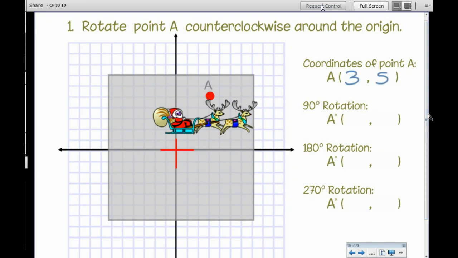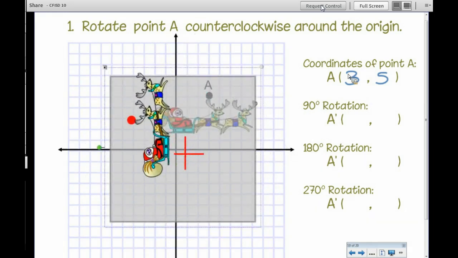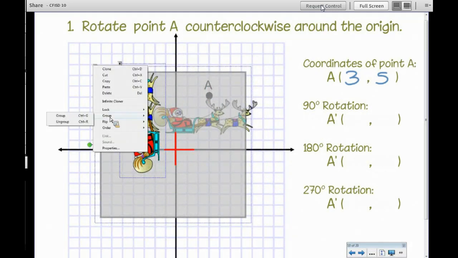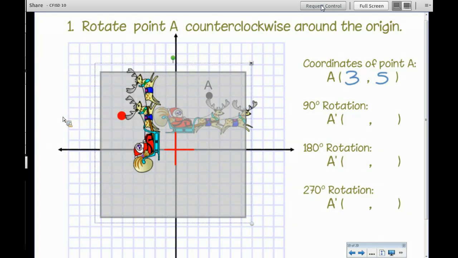I'm going to rotate it 90 degrees and then reorient it. I keep doing that. What do you do? Ungrouping it. Okay, there we go.